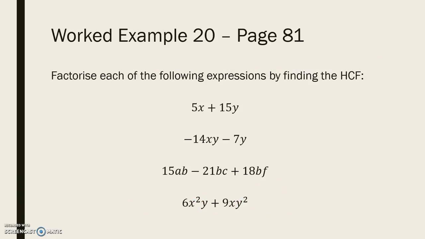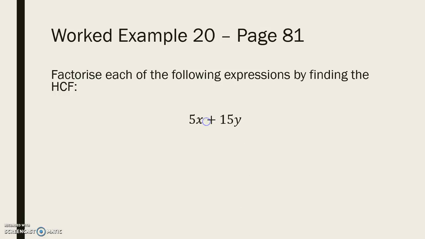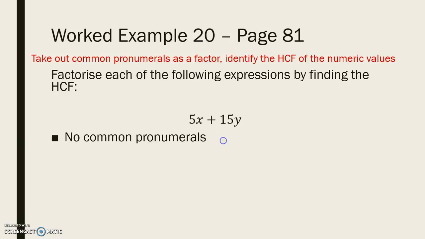So we're going to take that to the next step, which is factorising. Once you know your highest common factor, we then divide each term to work out what goes in the bracket essentially. So here's our first example, 5x plus 15y. There are no common pronumerals, so it's just the number coefficient part that we're looking for. Most of us could probably recognise that 5 is a prime number, so it's only got one factor pair, 1 times 5. And because 15 ends in a 5, it also has a factor of 5. So no common pronumerals, highest common factor of 5 and 15 is 5.